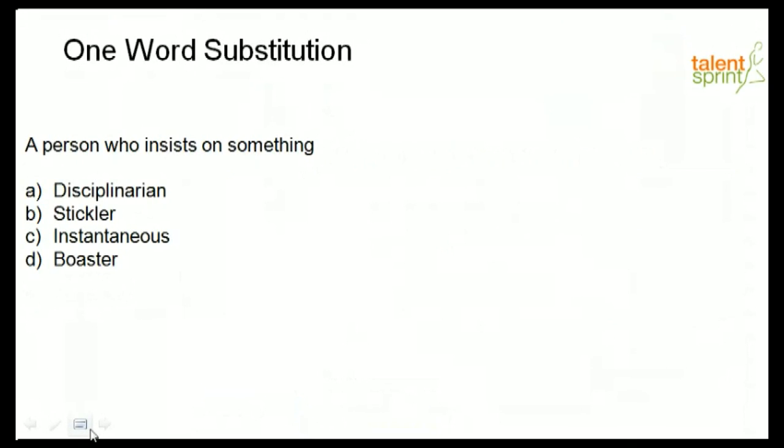Person who insists on something. Obviously, this is one-word substitution. And remember, one of the approaches we took for one-word substitution is to learn by themes. A specific theme, like what is the study of something? So categorize things and learn. A person who insists on something. Our options are disciplinarian, stickler, instantaneous, and boaster. So what do you think is the answer?